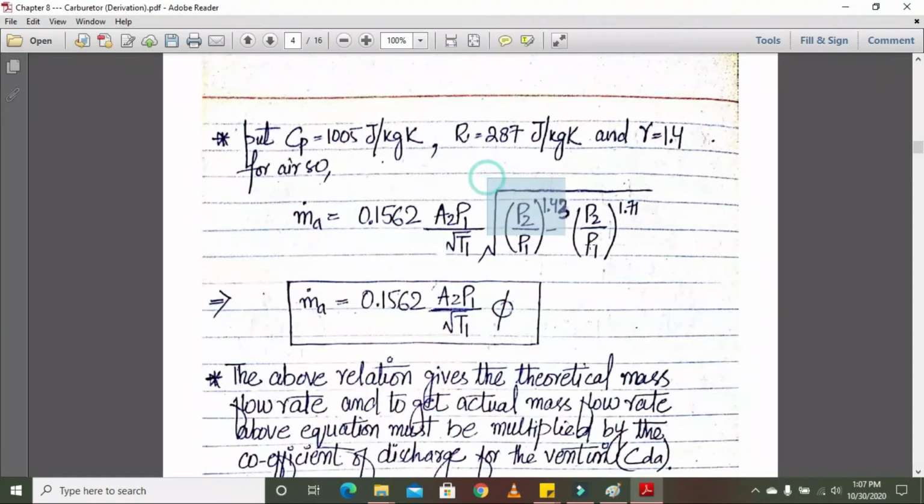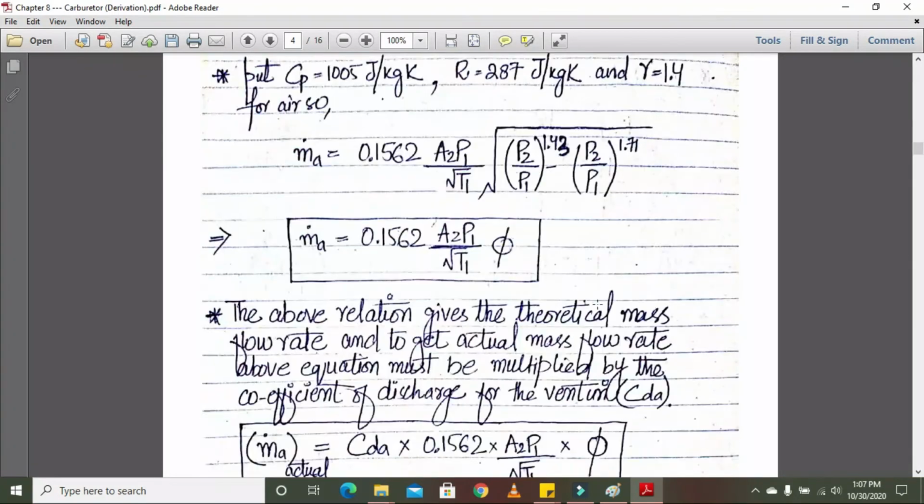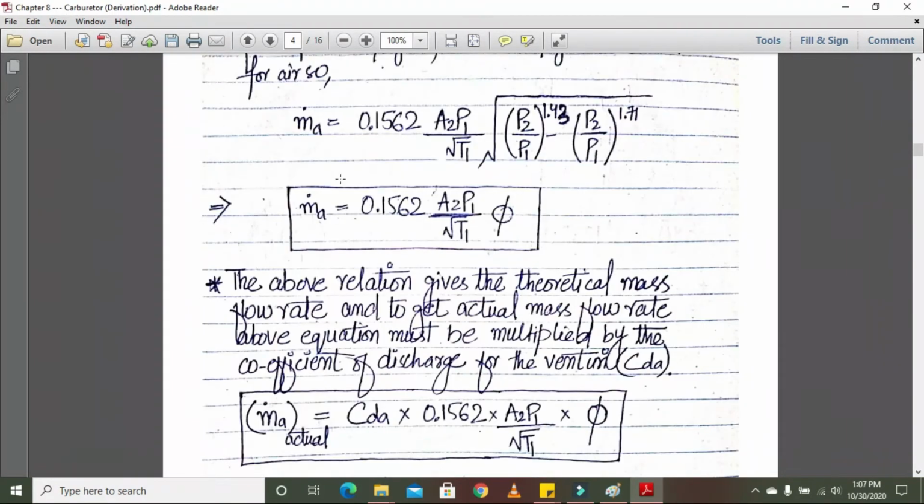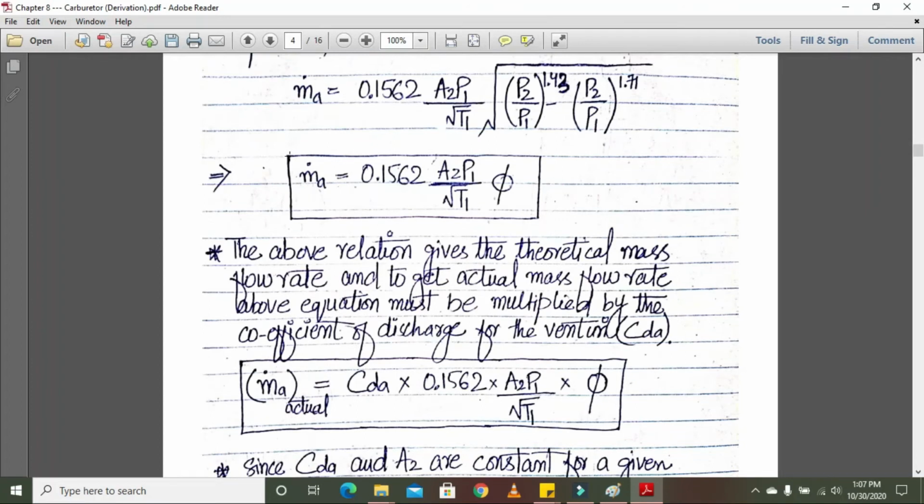And this whole factor, instead of writing this complete factor over and over again, is simply represented as phi. Okay, another thing which needs to be understood here is that this is the relation for the mass flow rate of air, and it is an ideal equation.